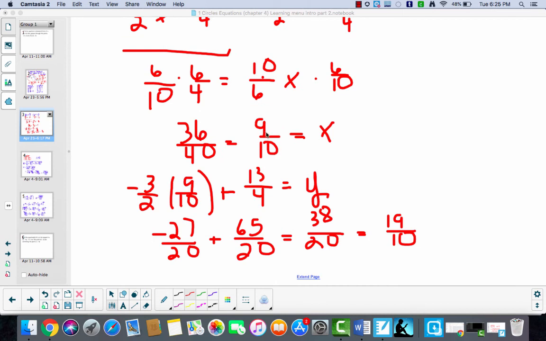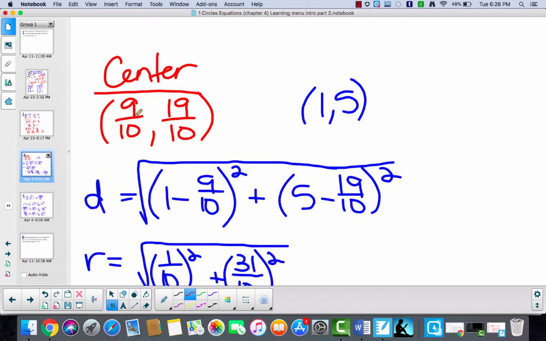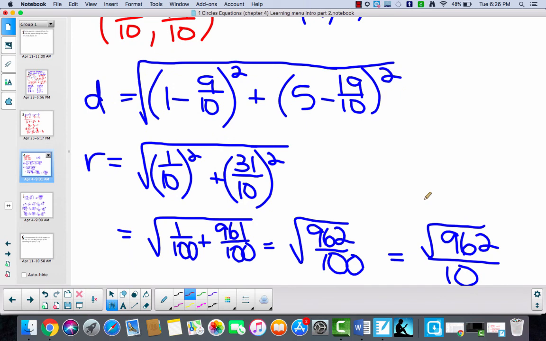So now I have my center of 9/10 and 19/10, but I need to find the radius to be able to write that. And how would I find the radius? Well, the length of the radius is the distance from the center to any one of the points, and it will be the same for any point. So I chose the point 1, 5, and here's my center, 9/10, 19/10. And I simply substitute those things into the distance equation. The distance equation is x1 minus x2 quantity squared plus y1 minus y2 quantity squared, and that's all under the square root.